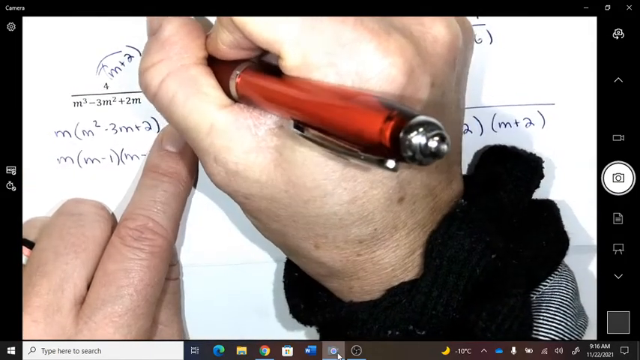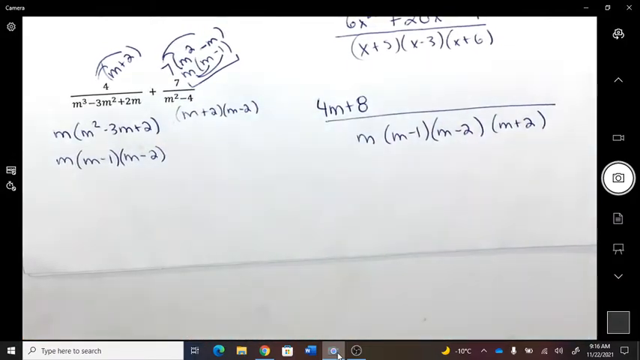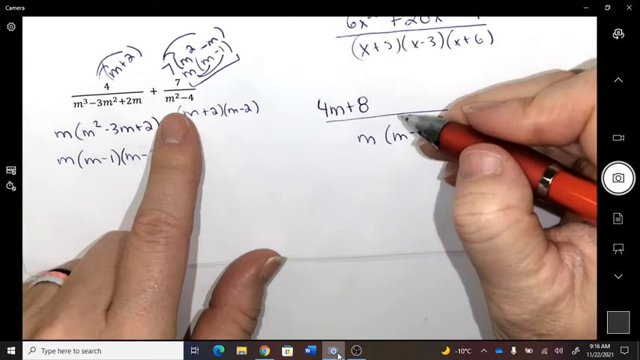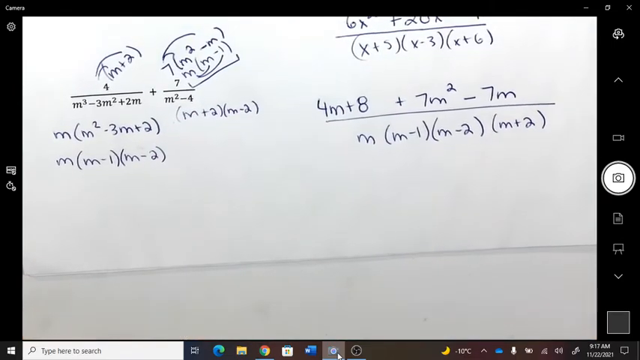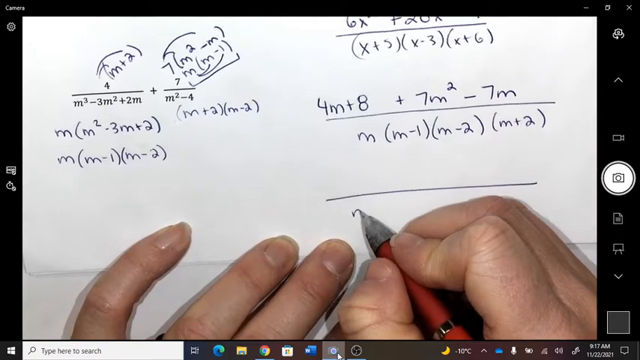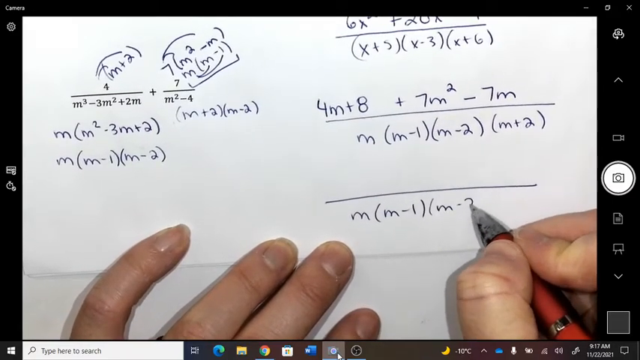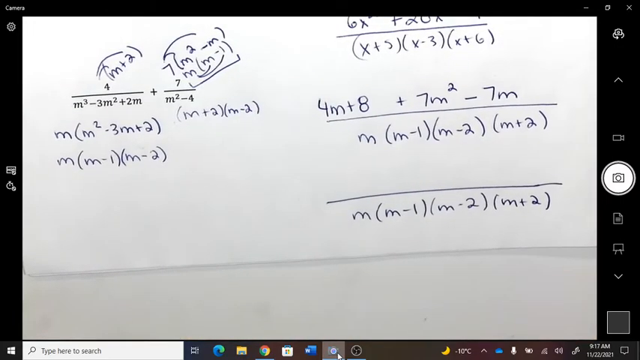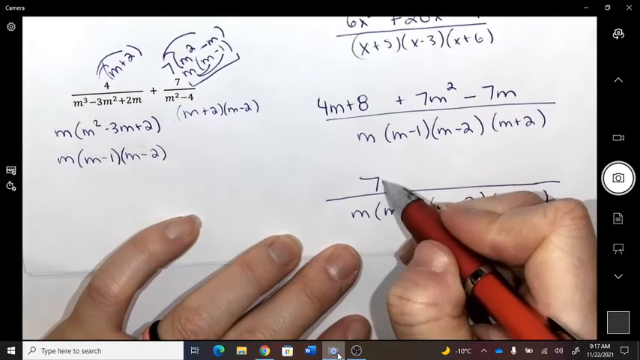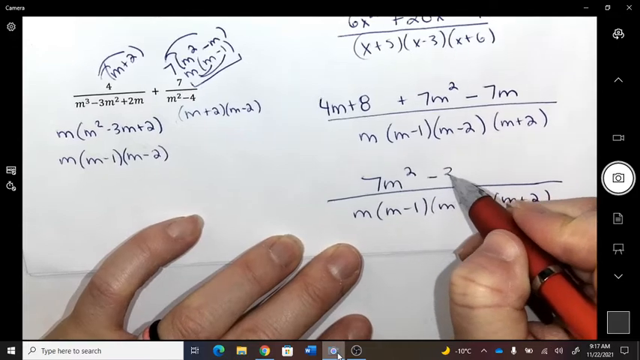Now, I'm going to multiply by the third thing. Okay? So that's, you're going to run into it in one spot on your test. At least, so make sure you do 2 things together, finish that, then the third thing. So plus 7m squared minus 7m. So on your final answer, you keep the bottom. Simplify what you can on the top, if anything collects. So 7m squared minus 3m.